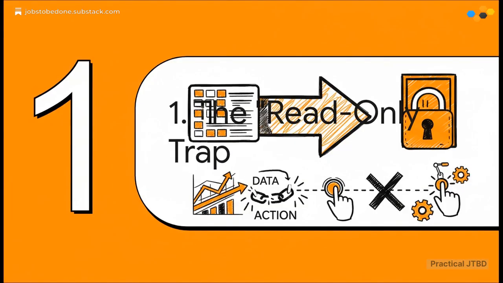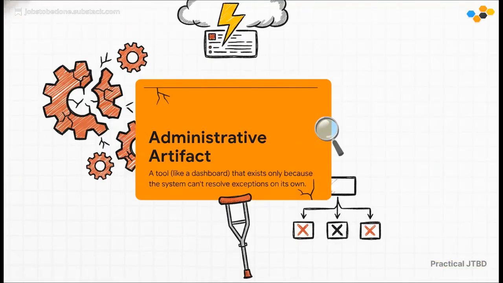Okay, let's start with the root of the problem, the read-only trap. The best way to think about this is that your dashboard is a one-way street. It shouts information at you, but it gives you absolutely no way to act on it right then and there. You see, a dashboard isn't really a tool for control. We call it an administrative artifact. And here's the kicker. That fancy term just means it's a crutch. It's proof that your underlying system just isn't smart enough to clean up its own misses. It's a symptom of a deeper problem.